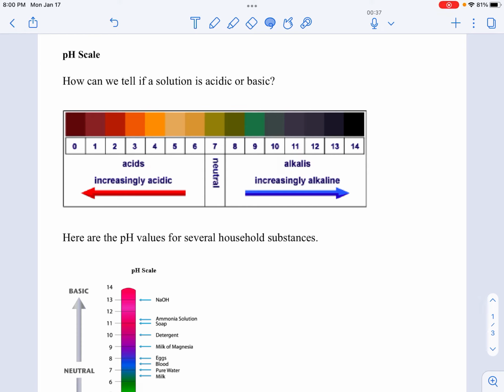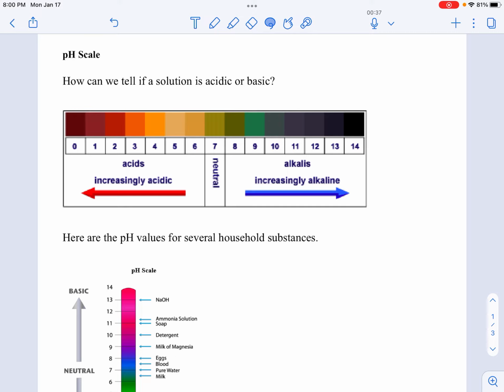Hello, Pirates. So far in Unit 5, you've talked a little bit about acids and bases, and at this point you should be able to identify a substance that is an acid and a substance that is a base, and also something that is a salt.